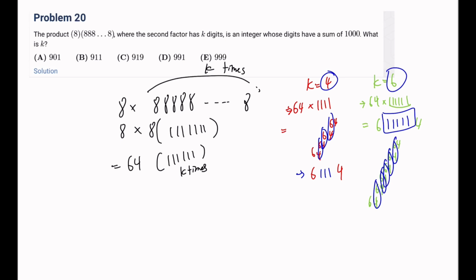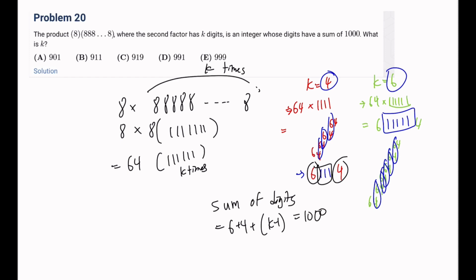We know that the sum of digits equals 6 plus 4 plus k minus 1 ones, so this is k minus 1, so this has to be 1000, right? And so that means 9 plus k equals 1000, so k should equal 991, so the answer is D.